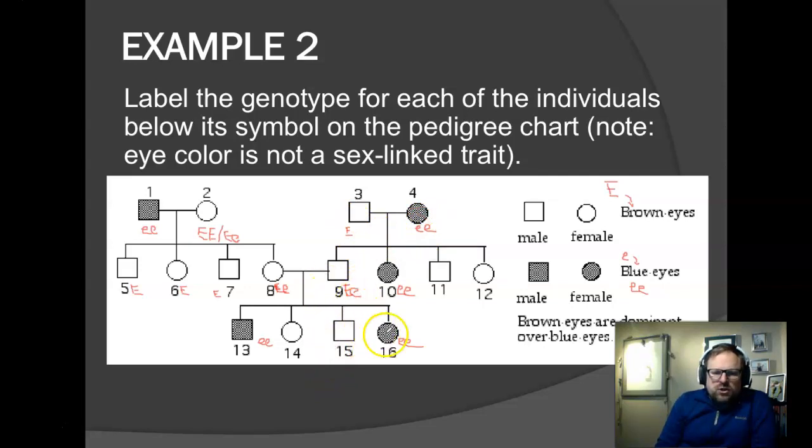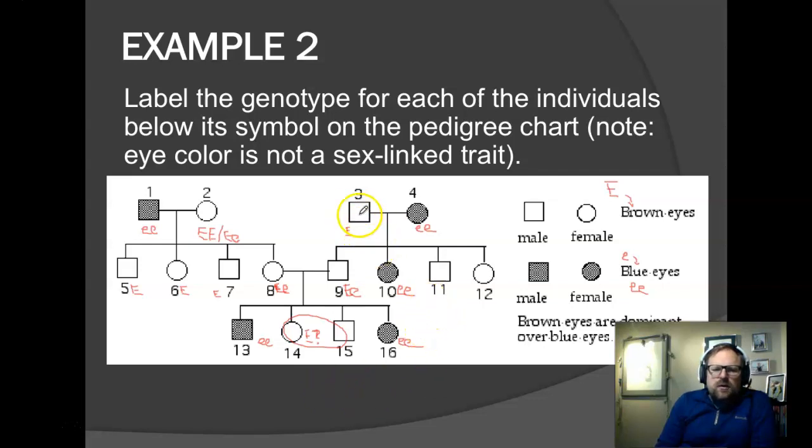The other way we can be sure is that these individuals are able to produce blue-eyed offspring as well. What we can't be sure of are the exact genotypes of these two. We know they have to be big E, but they could be big E, big E, because that's a possibility for these individuals, or they could be big E, little e. So often I'll represent that as a big E and then a question mark. We can't be 100% sure.